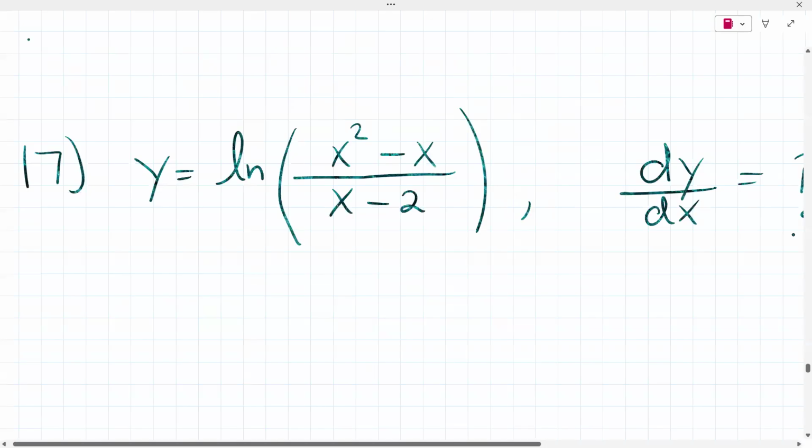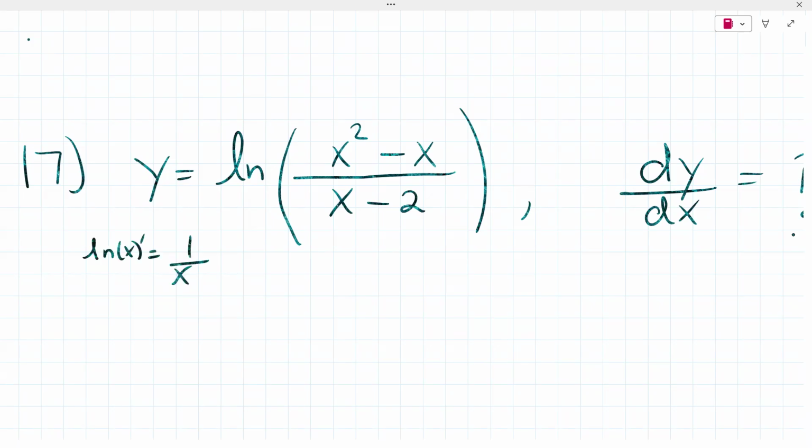Okay, 17, we have y equals ln of (x squared minus x over x minus 2), and we must find dy/dx. So we have an ln, so if you recall, we're going to take the derivative using ln. The derivative of ln of x is 1 over x times x prime, right? Same concept for this one. It's just that our x is not x, it is this whole thing, which makes it a bit more difficult.